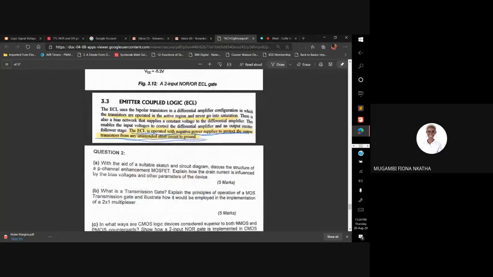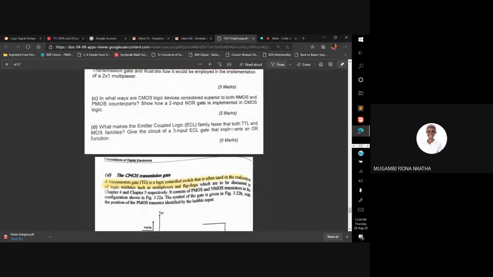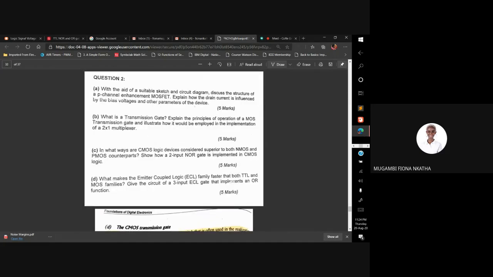Which other question? What is a transmission gate? I think Gisheru has answered that. A logic control switch that is often used in the realization of logic modules. We saw that a transmission gate worked as a 2x1 multiplexer from our example, and he also explained the principles of operation of a MOS transmission gate. Then he further goes on and asks how to implement a 2x1. So we are seeing this question repeating very much.